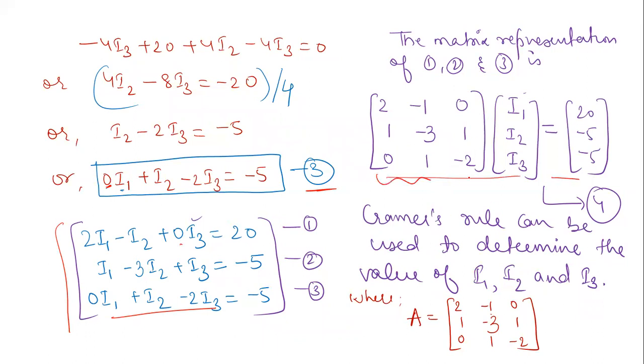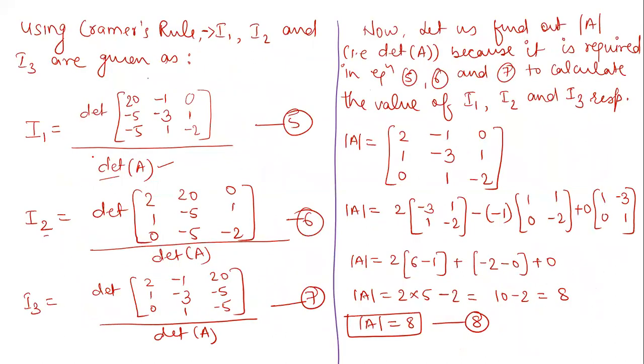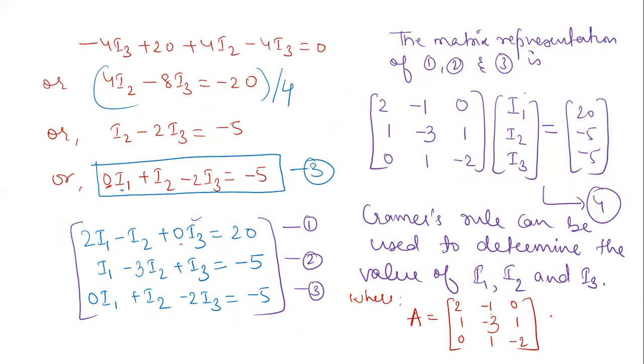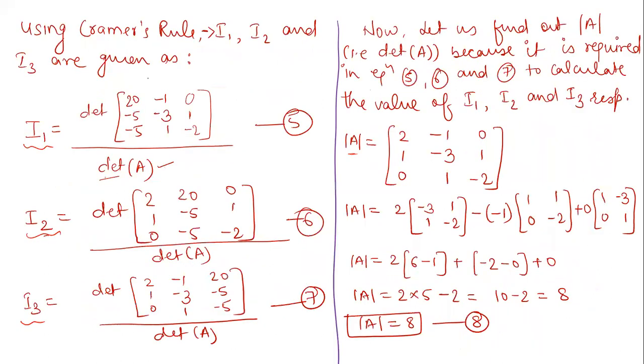Now this particular matrix is the matrix A. This matrix is used to determine the values of the unknown parameters. So now we can find out the values of I1, I2, and I3 using Cramer's rule in this way. As we can see, determinant A is used in all these three equations. So we'll find out the determinant of A. A is given by this equation here, so we'll solve this equation to get the value of A. So it is 8. Okay, this is 8.